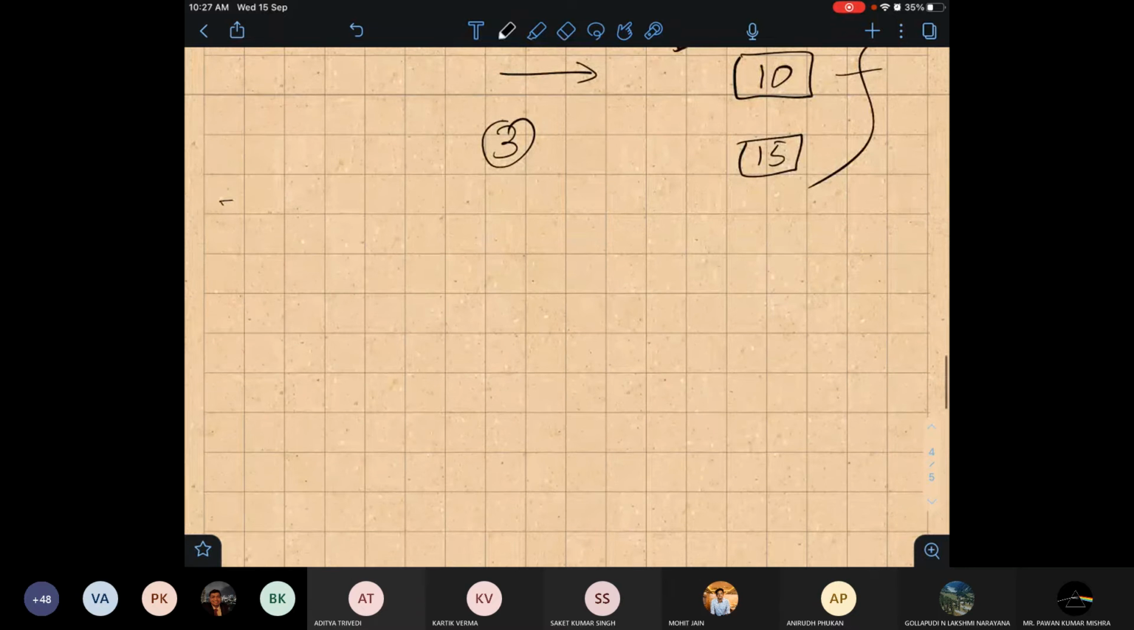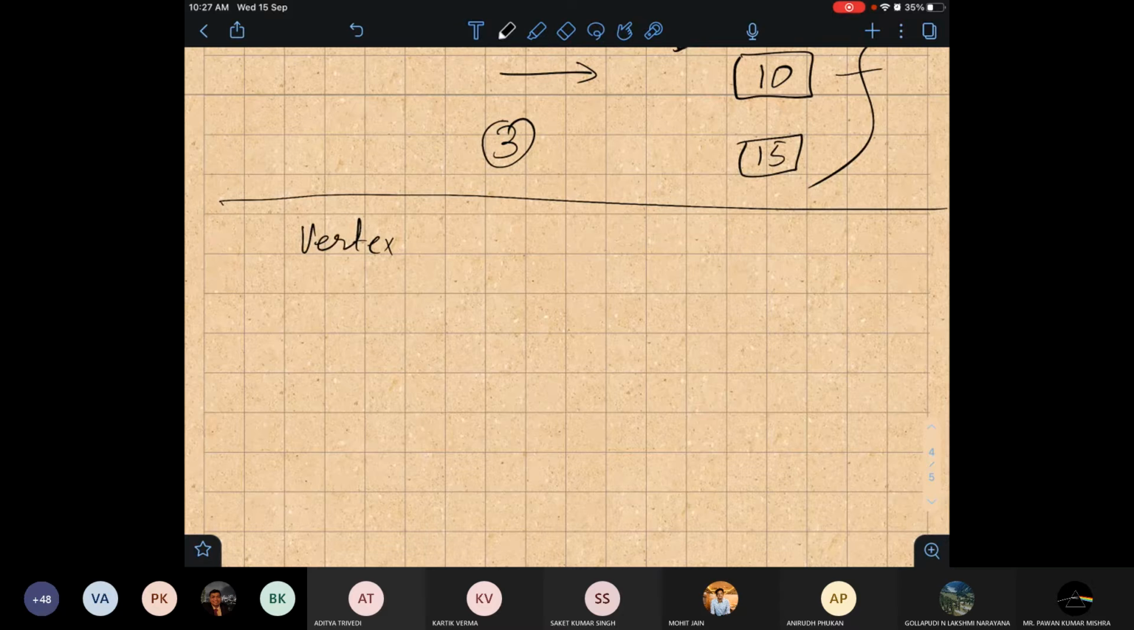I will give you one example now. You people have heard about the vertex cover problem.